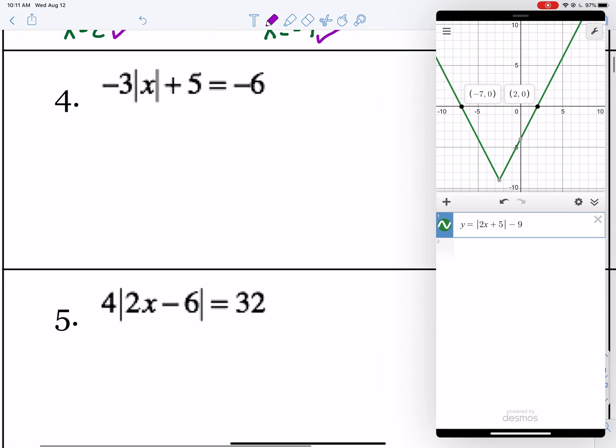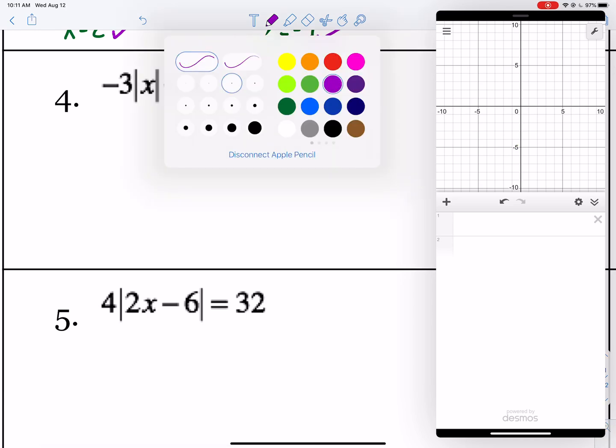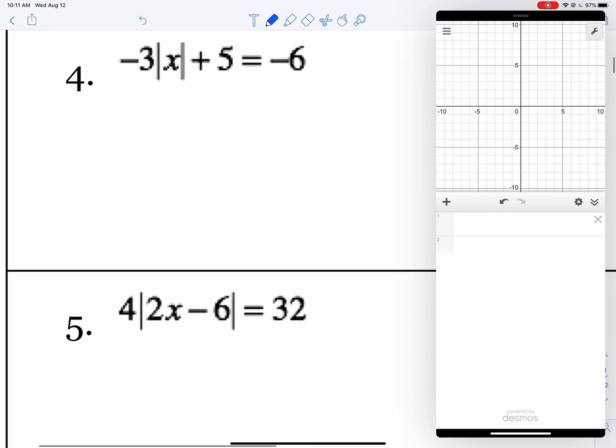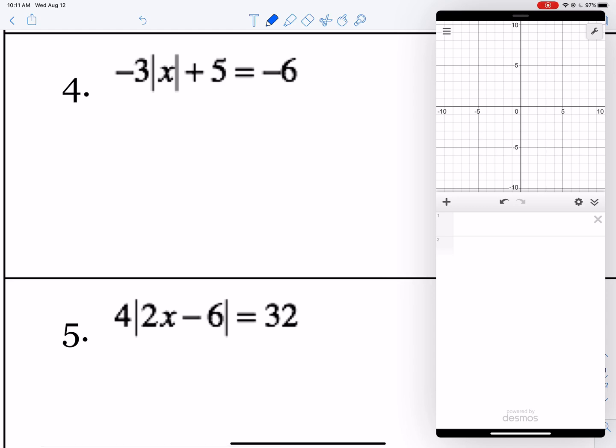Okay, so let's go on to number 4. We just have two more examples to take a look at to get you started. So number 4, we have the absolute value of x, but it is not by itself. So let's do the adding and subtracting first. So it has plus 5. I'm going to move it by subtracting 5.